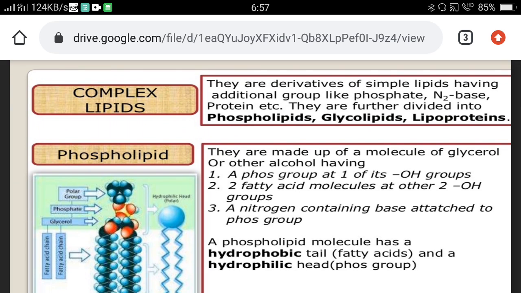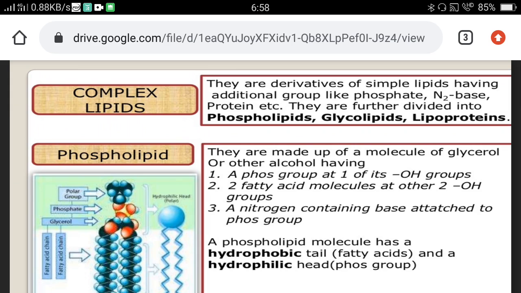Complex lipids. They are derivatives of simple lipids having additional groups like phosphates, nitrogen base, protein, etc. They are further divided into phospholipids, glycolipids, and lipoproteins.